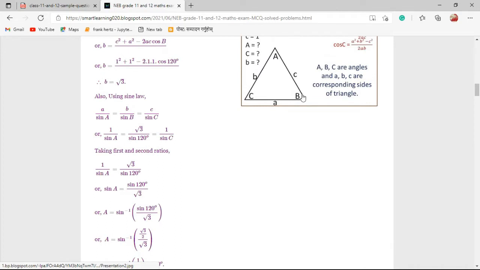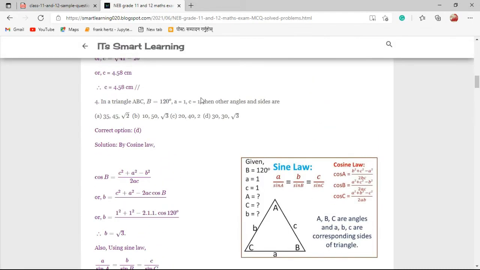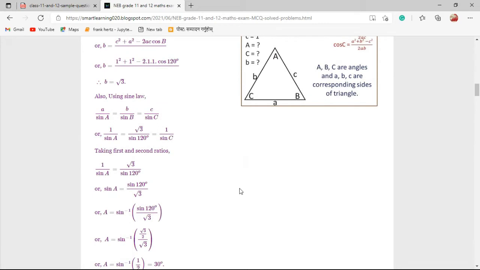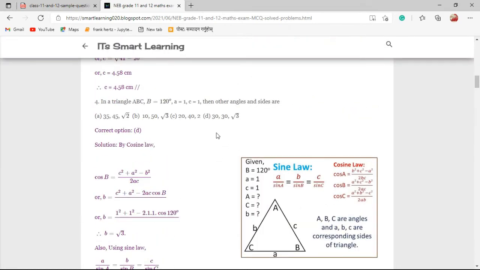So in this figure, we calculated b using the cosine law, and after calculating b, we have to use the sine law to find the other 2 angles, angle A and angle C, by taking the ratios from here. So the answer of this question is 30, 30, root 3. D is the correct option.